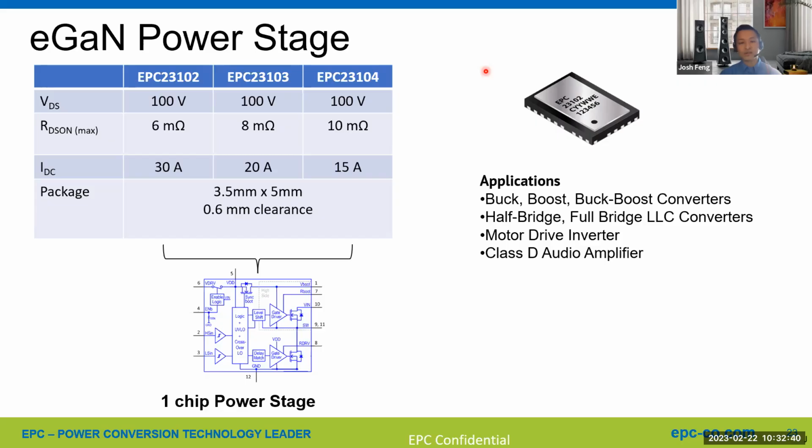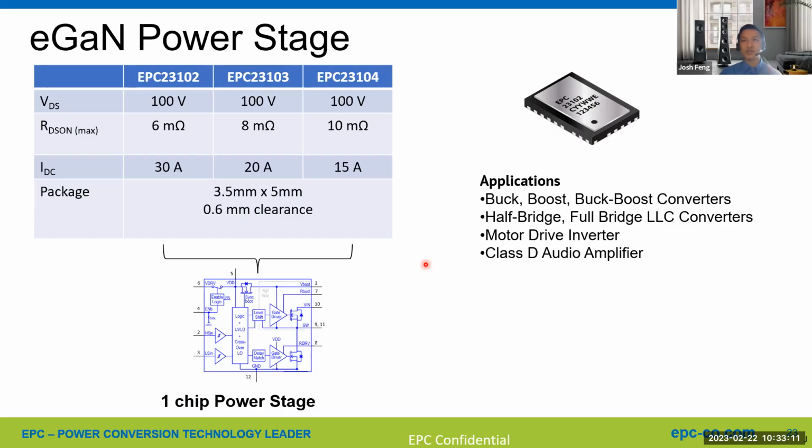Essentially, what's inside is a gate driver together with two integrated GaN devices, all in one package of about 3.5 by 5 millimeters. So you don't have to worry too much about the entire external layout. This is definitely friendlier for higher switching frequency.